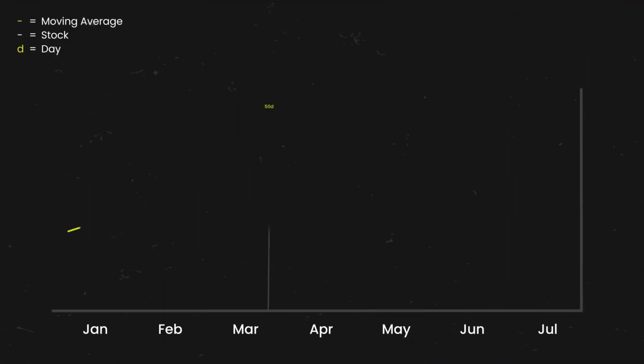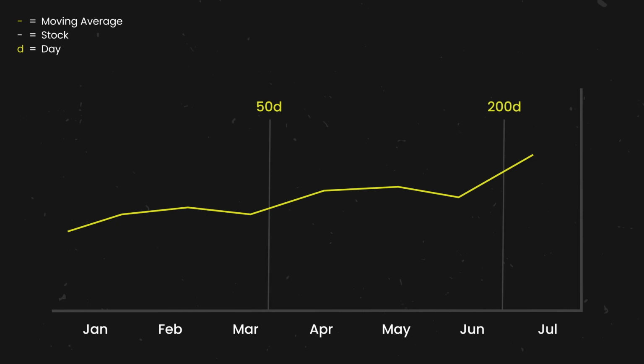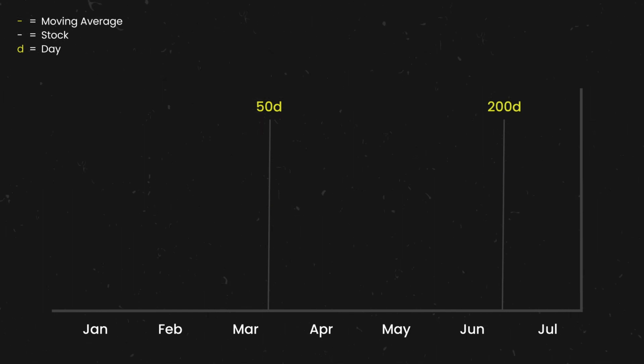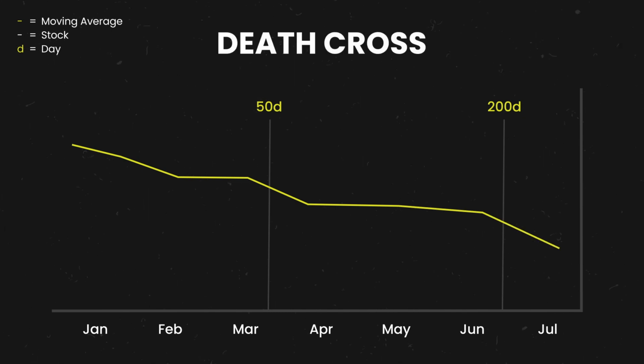In the same way, you would look at the 50-day moving average, which is like a quarter's data of trading sessions, and the 200-day, which is almost closer to a year. When the 50-day moving average crosses the 200-day, it is called a golden cross. In the same way, when it happens the other way, it is called a death cross.